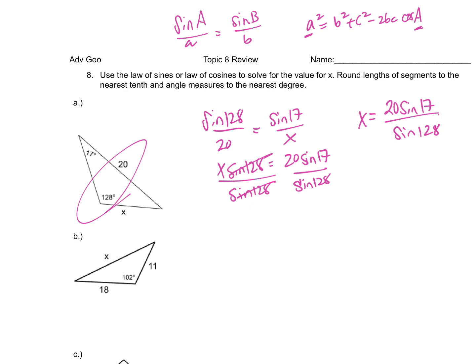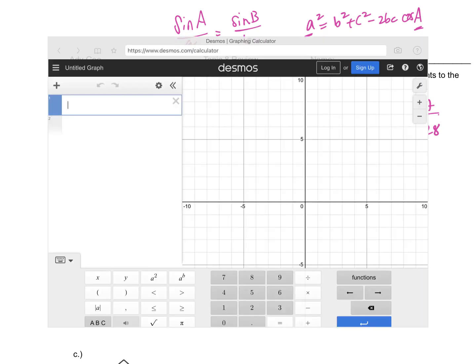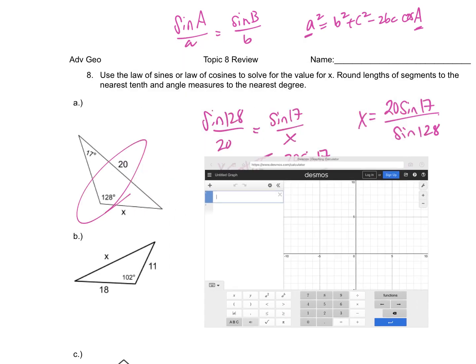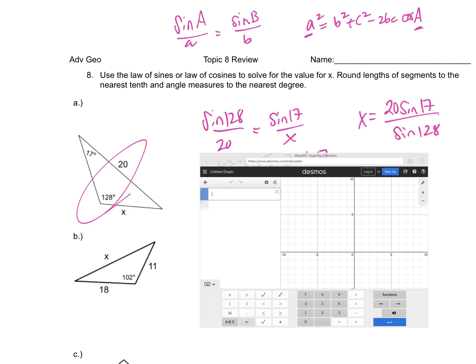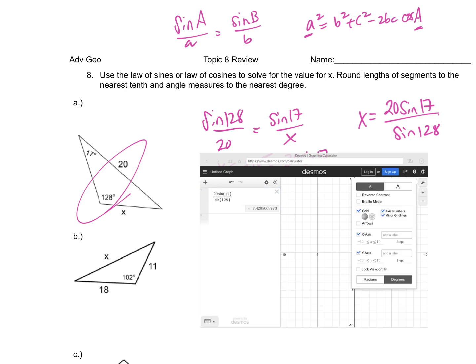So let's go grab a calculator, and I'm going to put that in. When I put it into Desmos or into the handheld, I am going to put that fraction in there first. I'm going to put in 20 sine of 17 over sine of 128, and I'm going to double check that wrench to be in degrees. So I get 7.42, round to the nearest tenth, so x is about 7.4.